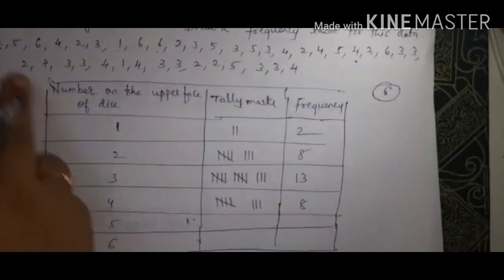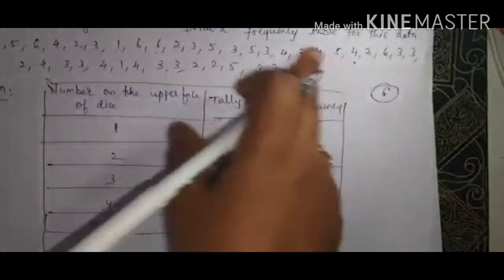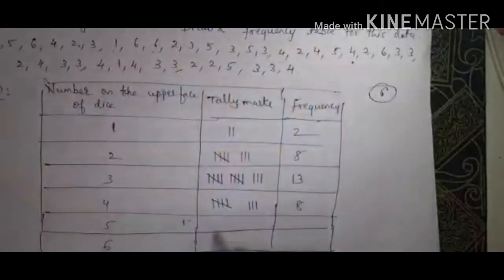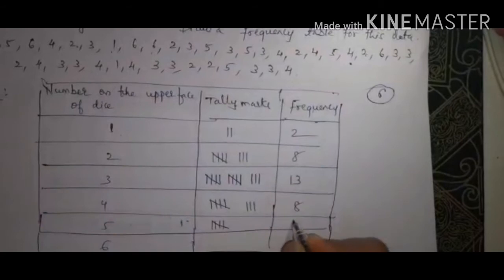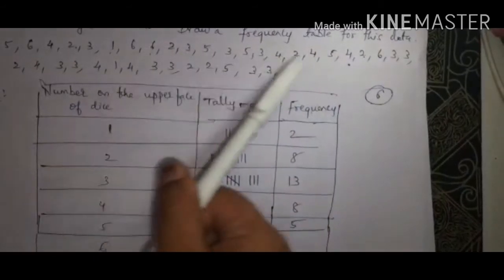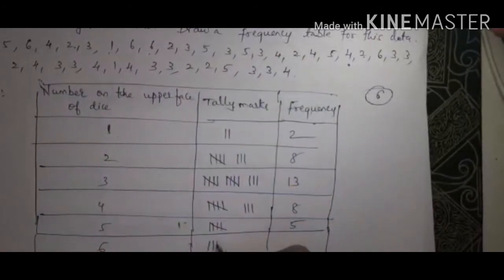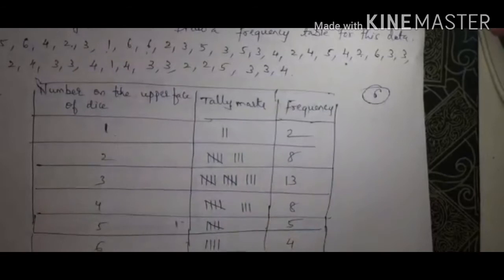5 is repeating how many times? 1, 2, 3, 4, 5. 6 is repeating how many times? 1, 2, 3, 4. Down it's not there. 1, 2, 3, 4. Let's total it.